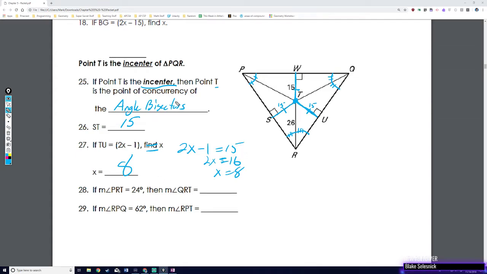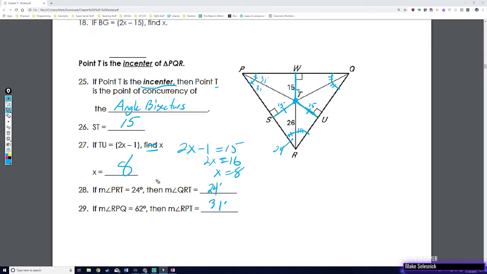Because these are angle bisectors, we know something about the angles. PRT is this angle right here. It says if PRT is 24 degrees, then QRT would also be 24, because those are the ones being bisected. If the whole angle RPQ is 62, then RPT, this half angle, would be half of it, 31 and 31. Okay? So, not so bad.